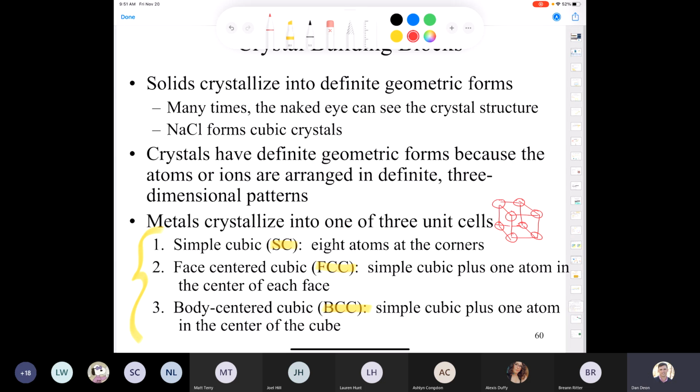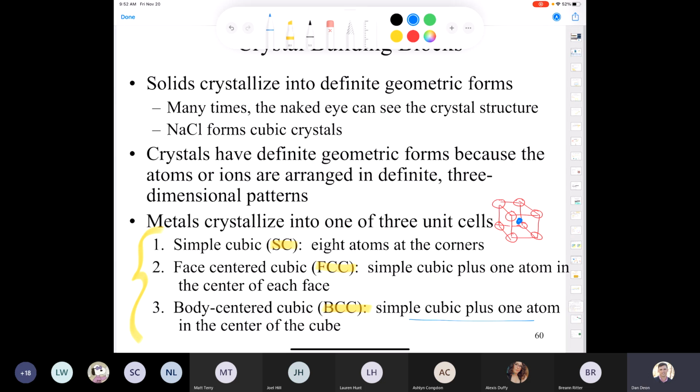If I have a body-centered cubic, so I'm going to skip the face-centered and go right down to the body-centered cubic. The body-centered cubic, it says it's the simple cubic plus 1 atom at the center of the cube. So it's exactly the same as the simple cubic, but you've got 1 atom in the center. So you've got something in the center of the cube as well.